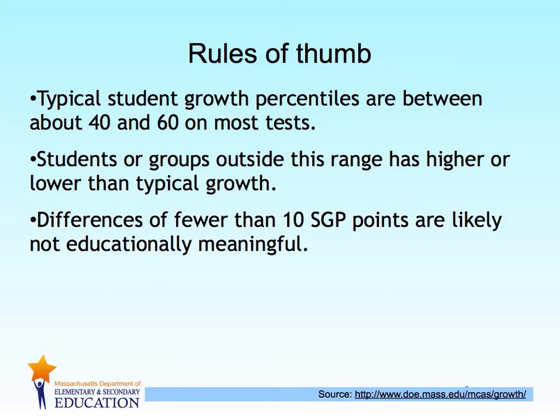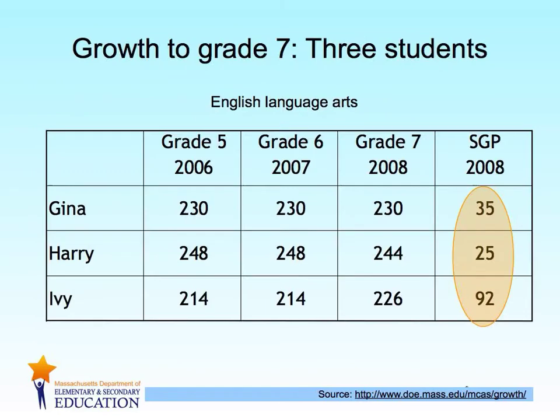be considered higher growth. Here's a look at some individual scores that show clearly why student growth is important to look at. If we look at Harry's score, who is clearly the highest scoring student over the course of grades 5, 6, and 7, we can see that he only had a growth percentage in 2008 of 25%, which is actually low growth, because his score went from 248 to 244.